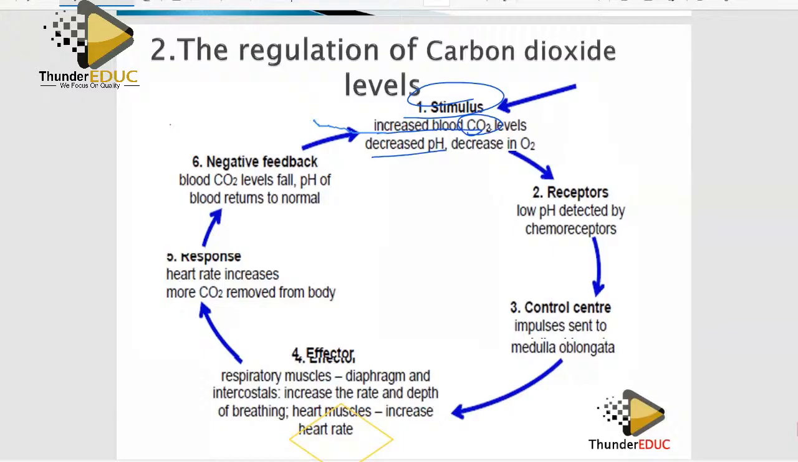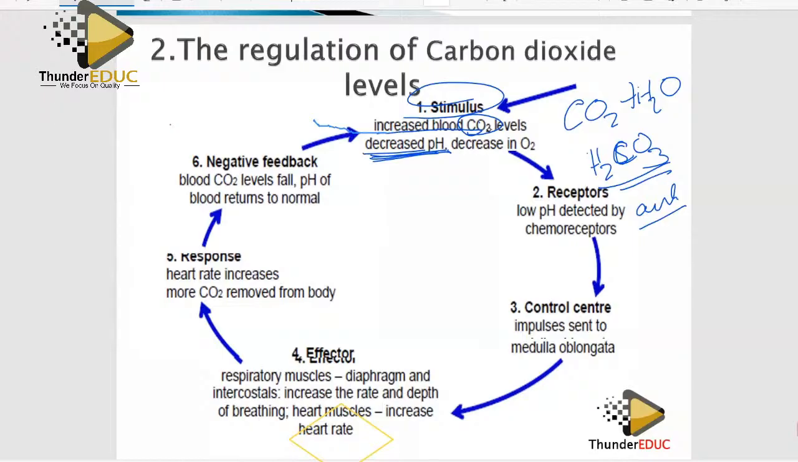Why is the pH decreasing? Carbon dioxide reacts with H2O and forms carbonic acid. If it is an acid, it means that the pH is low. That's why we say the pH decreases. When there is too much carbon dioxide in the body, the pH will decrease.